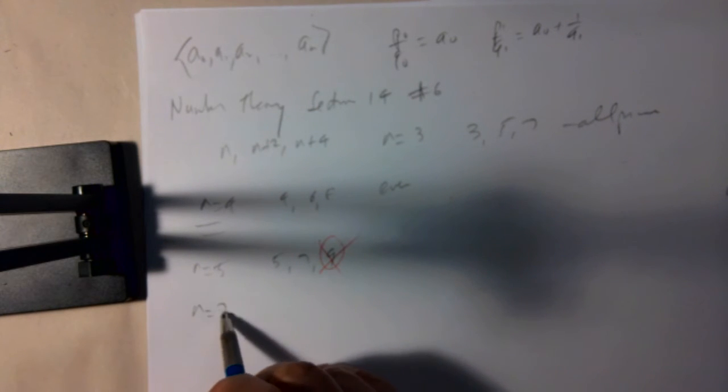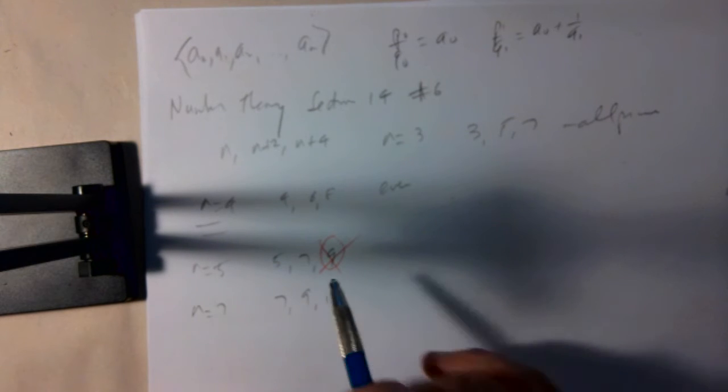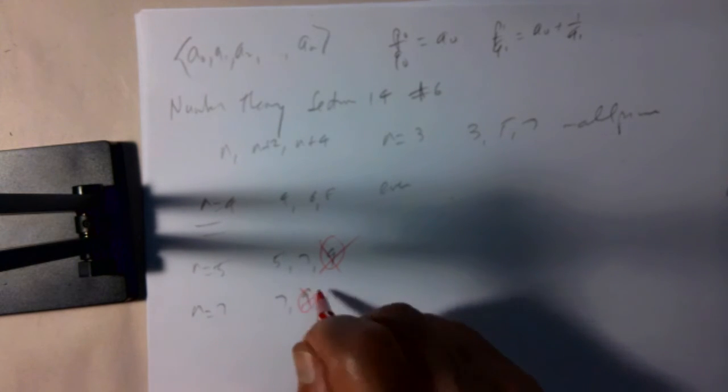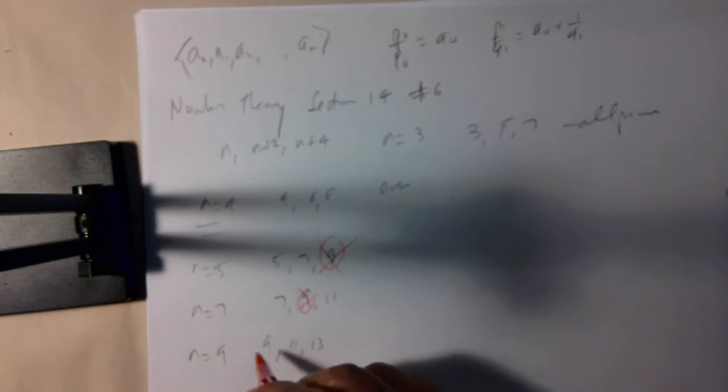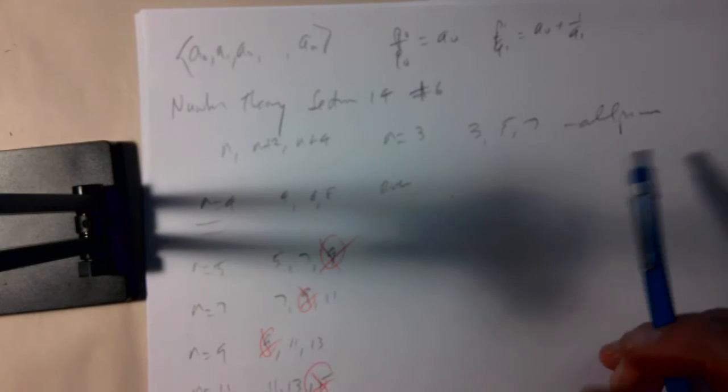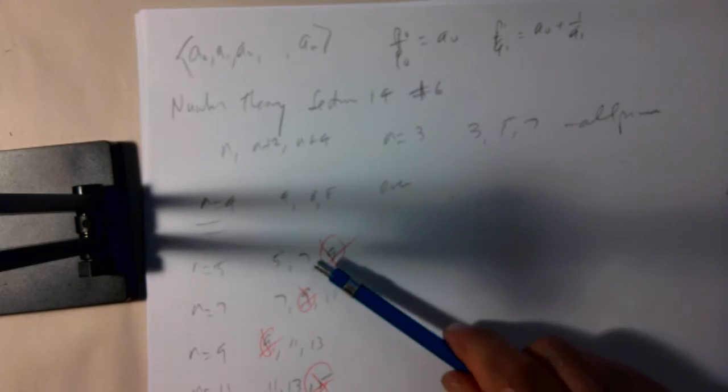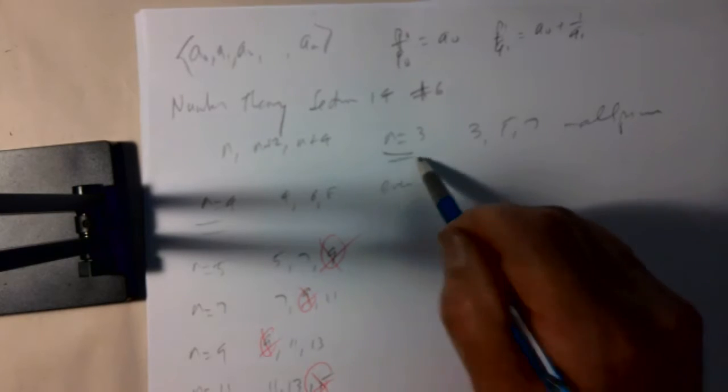But 9's not a prime. If you take n equals 7, you get 7, 9, 11. 9's not a prime. If you take n equal 9, you get 9, 11, 13. 9's not a prime. If you take n equal to 11, you get 11, 13, and 15. 15's not a prime. So you have to prove that you're never going to get 3 primes except for n equal 3.